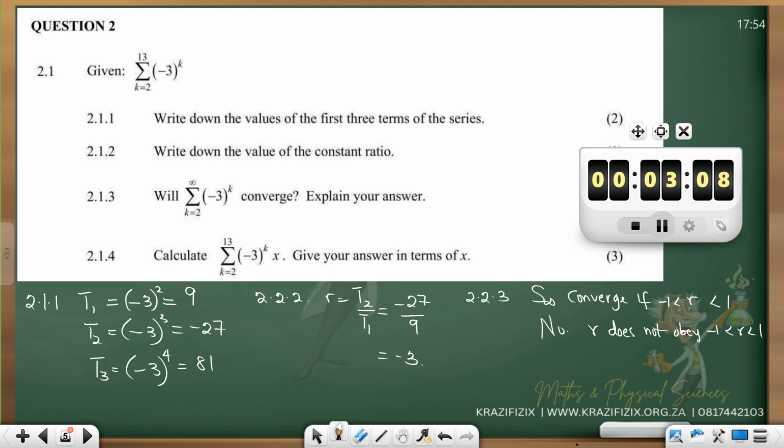Remember what sigma means? What does sigma mean? Sum. Do you remember your formulas? Okay.